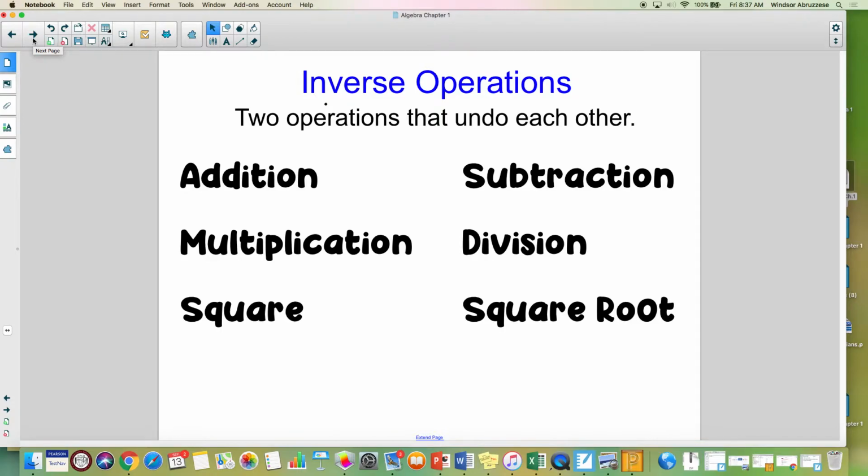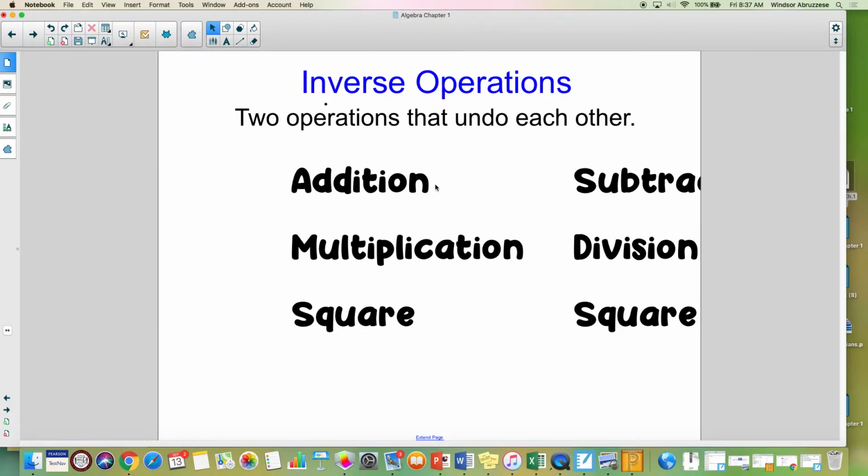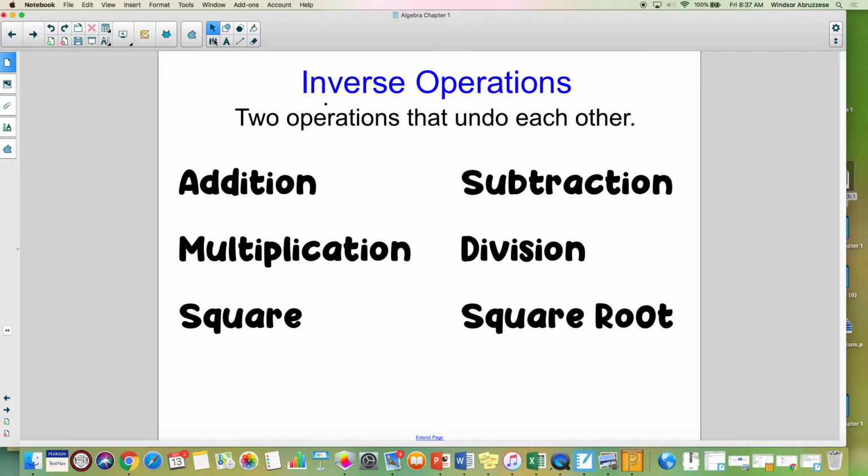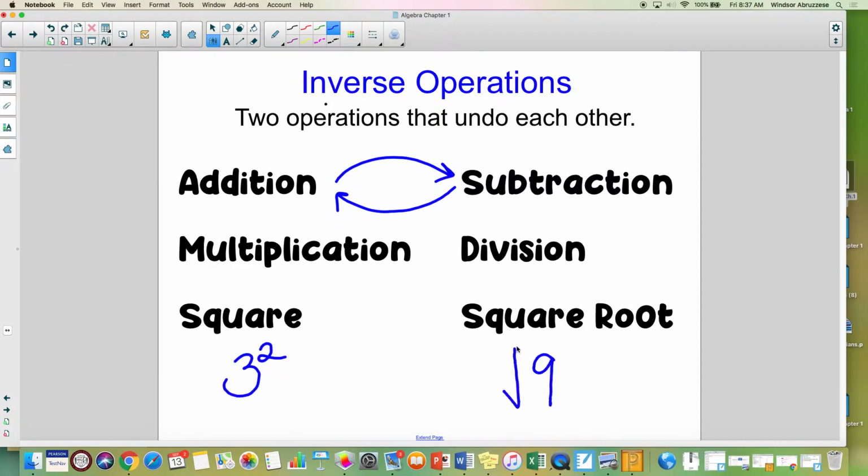The inverse operations are two operations that undo each other. So you should remember that the opposite of addition is subtraction, right? And vice versa. The opposite of multiplication is division. And the last one, which you might not remember, is the opposite of squaring something is to square root it. These are all the inverse operations.